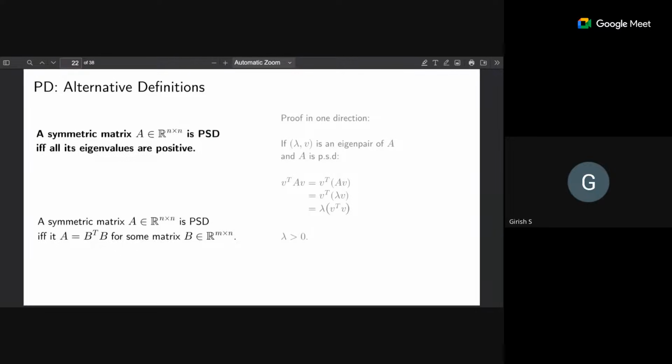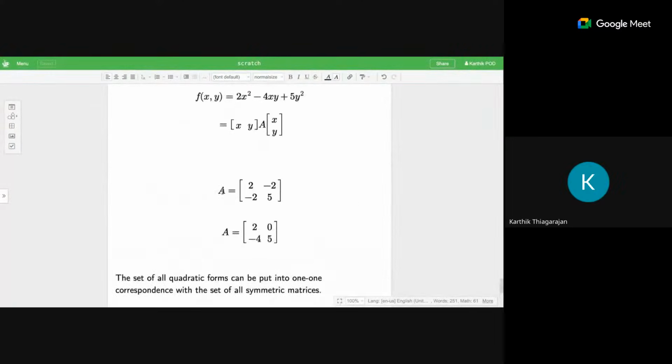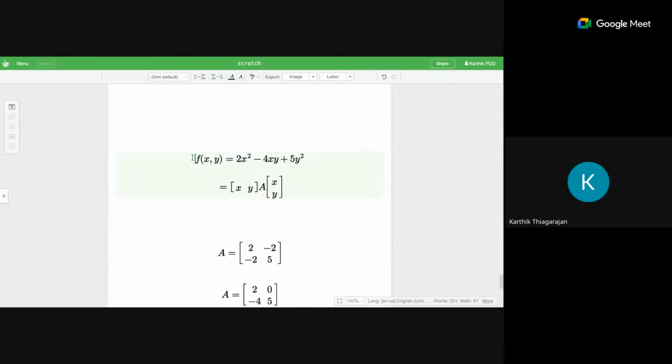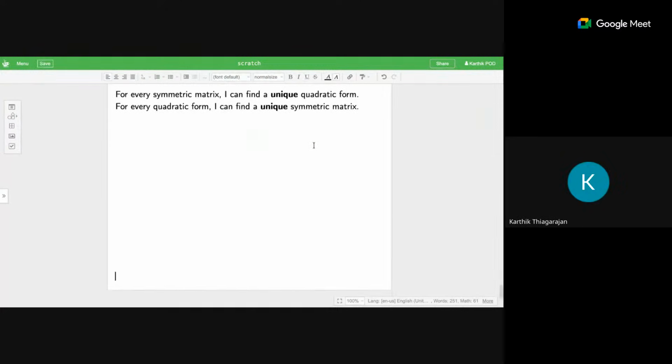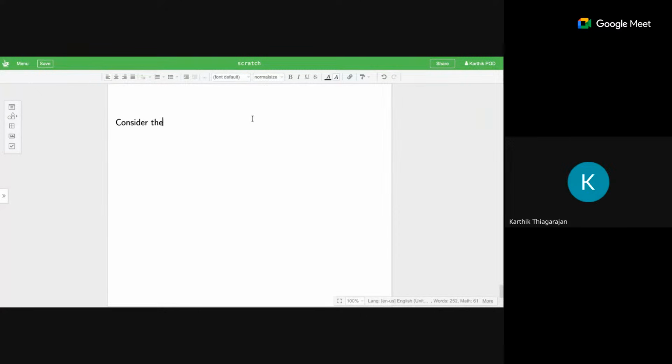What if we are given a quadratic equation and are meant to check this condition? Can we convert it into a matrix and then check the eigenvalues? Yeah, that will work. For example, if you're asked a question like this: consider the quadratic form f of x, y; is this positive definite? Then there is only one matrix, as I said, you can associate with this. So this is 2, -2, -2, 5.